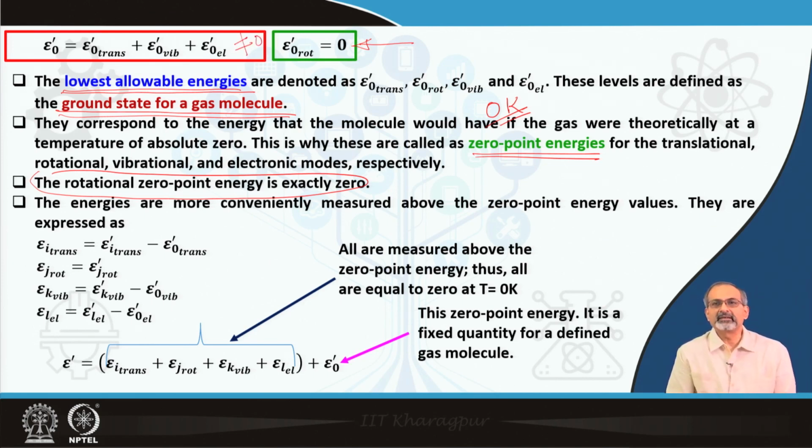That means, even if you were to take the molecule to absolute 0, it would not have 0 values of the translational, vibrational or electronic ground states, while the rotational energy will go to 0. The energies could be more conveniently measured about the 0 point energy values. They are expressed using these following expressions. So, if you were to take the epsilon dash expressions for translational, rotational, vibrational or electronic and then subtract the ground state energies, then you end up getting the epsilon expressions without the dashes.